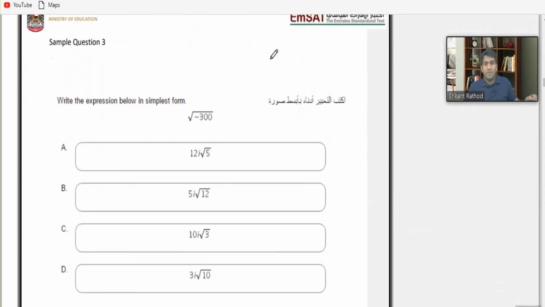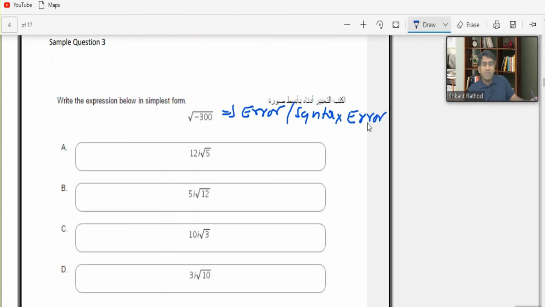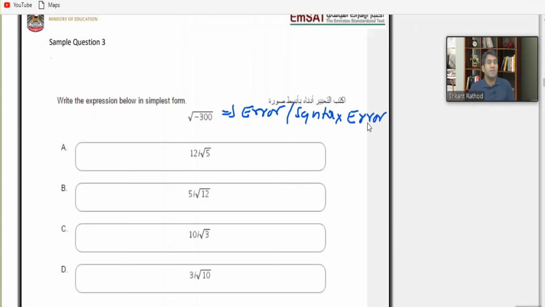Question number 3 here is, write the expression below in simplest form. So this is the square root of a negative number, and as I told, the square root of a negative number is an imaginary number. If you try to put this as it is in your calculator, the calculator shows an error, undefined, or a syntax error. It means this cannot be solved by the calculator because it's an imaginary number. You can put the calculator in imaginary mode if that option is available with your calculator, or if not, here is how you can do this.